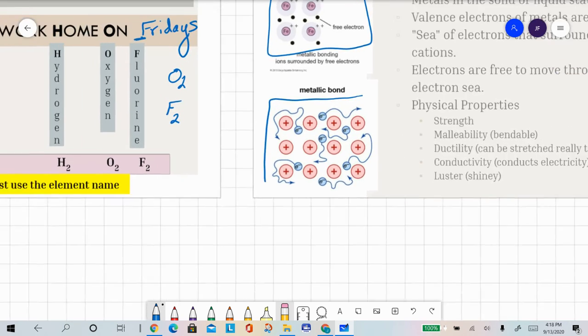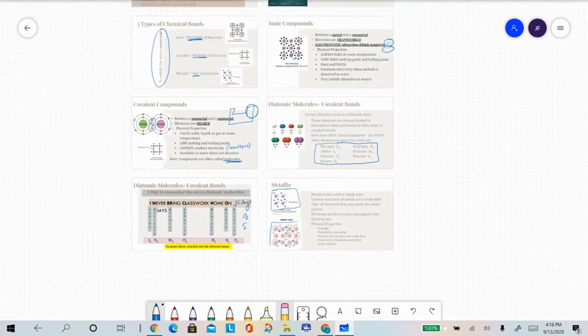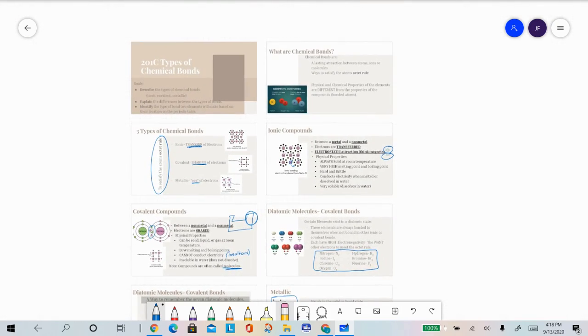So that is the 3 kinds of bonds that we are going to talk about, and we will talk mostly about ionic and covalent throughout the rest of the unit.